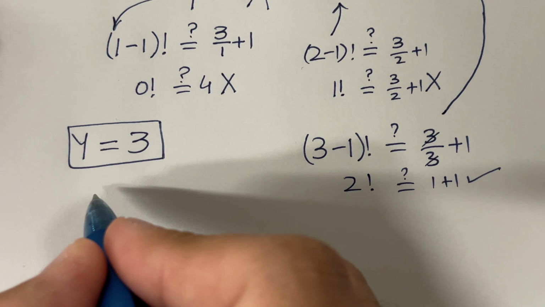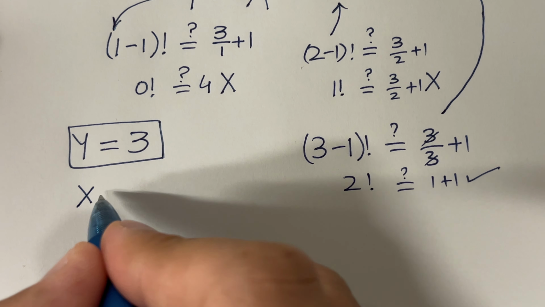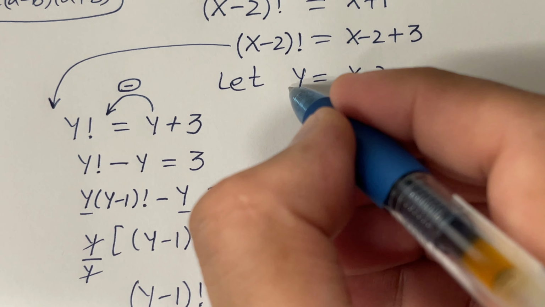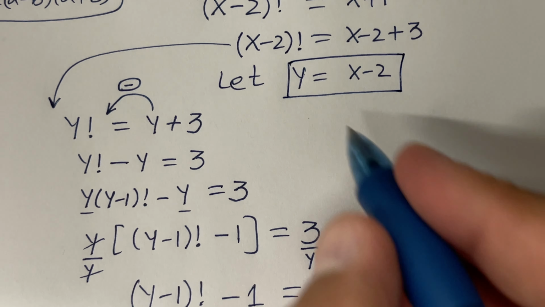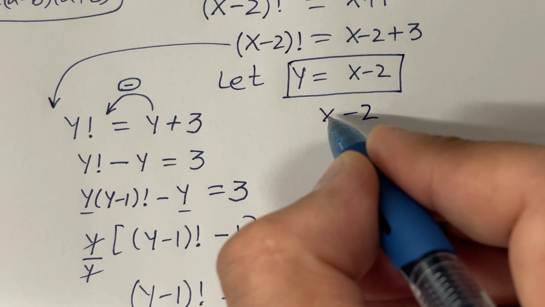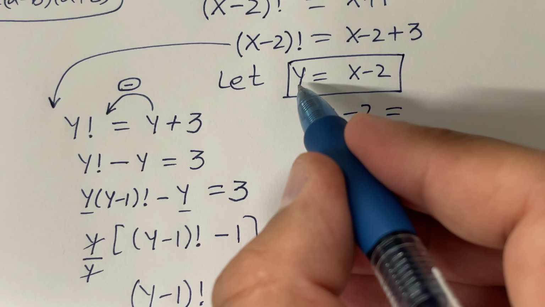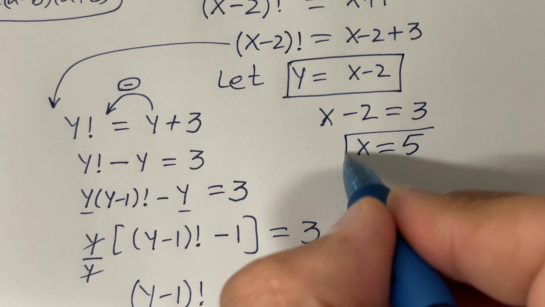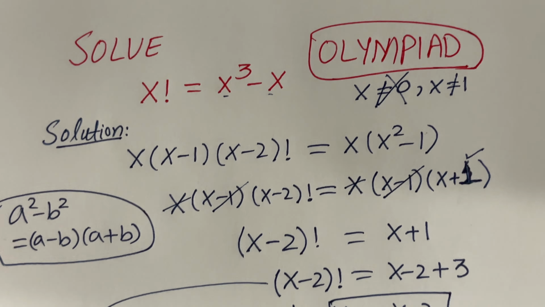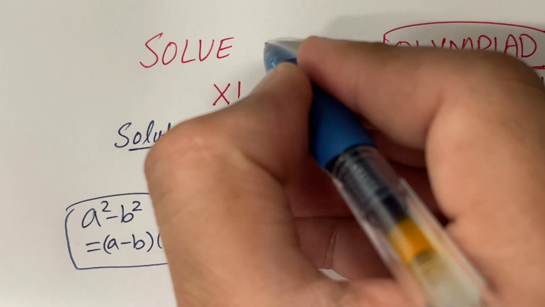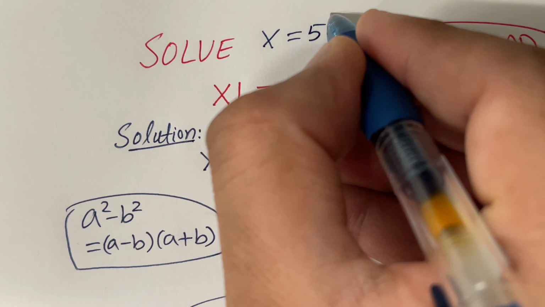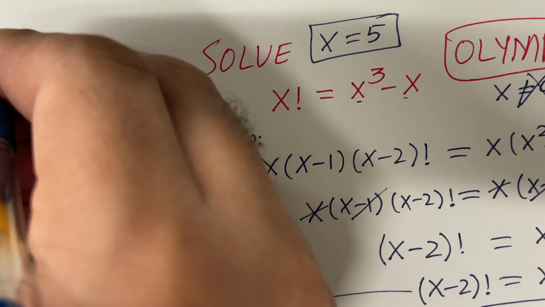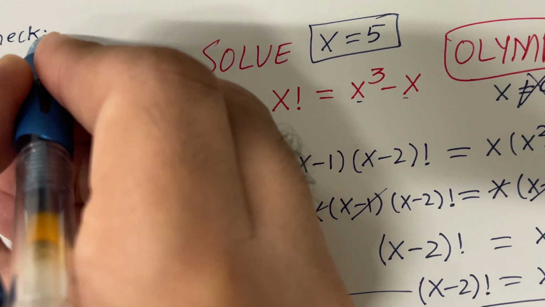But what was y? y was equal to x minus 2, the substitution that we had in the start. So it means that x minus 2 is equal to, what was y? y was equal to 3, so x is equal to 5. So this given equation has the solution x equal to 5, and we can check if this is the correct solution or not. So let's check.